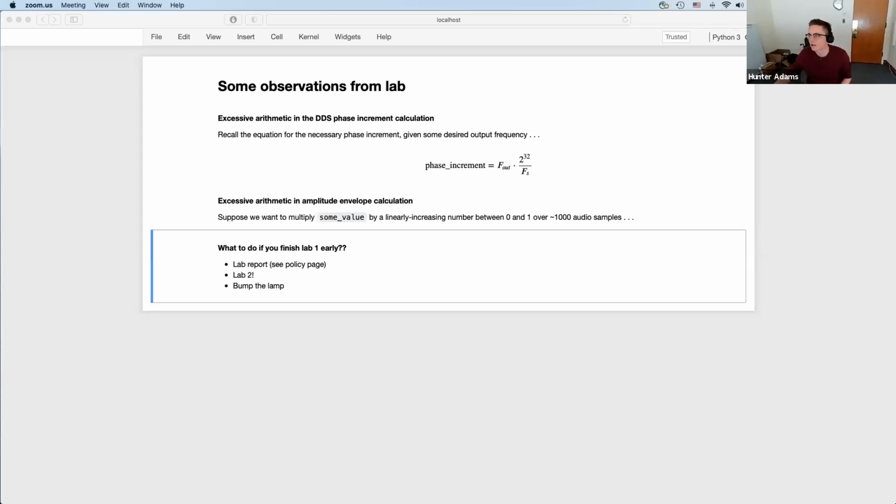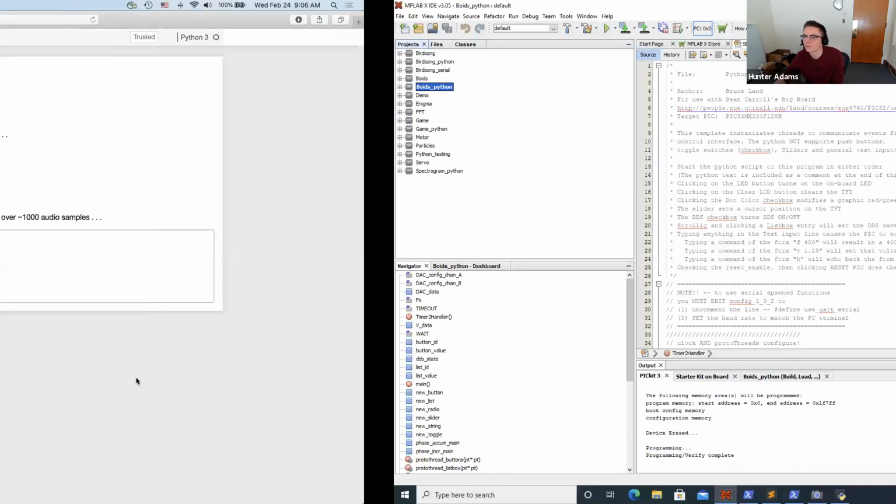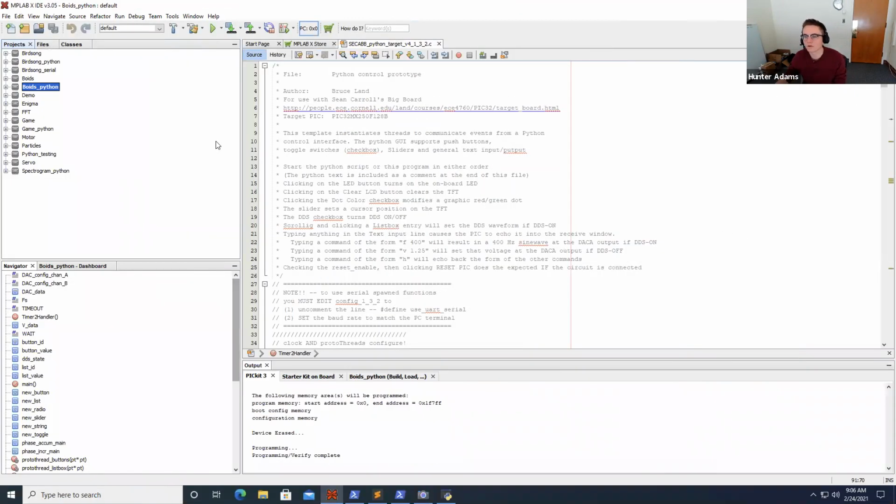So the first thing I want to show you is Bruce discovered what seems to be a solution to the debugger connectivity problem. So I put an announcement to this effect on Canvas. And since it's just a few steps, I thought I would just show you so that everyone can do this on their own machines.